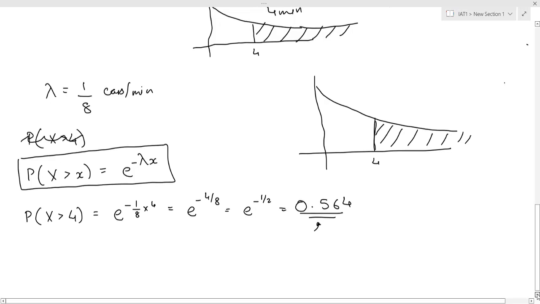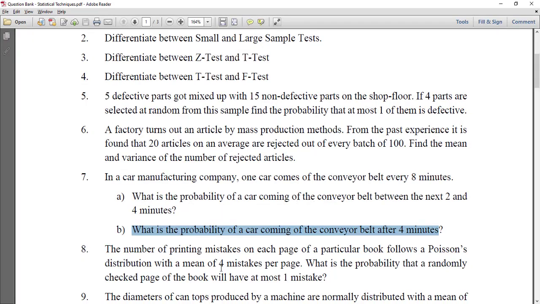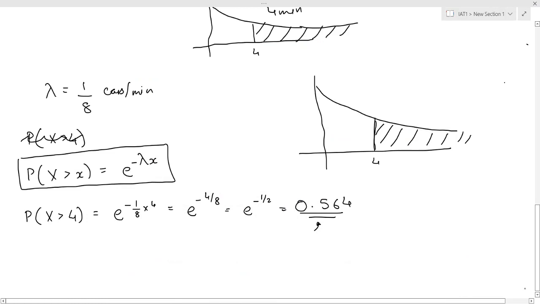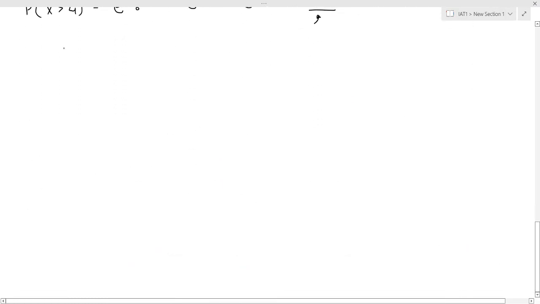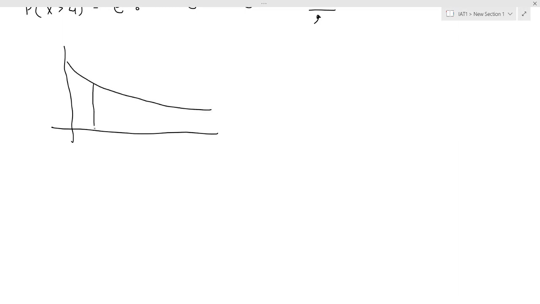Right? Similarly, if we look at part A, what are they telling us? What is the probability of a car coming off the conveyor belt between the next 2 and 4 minutes? So when should the car come? Between 2 and 4 minutes, right? So if we look at the graph, the car should come out between 2 and 4 minutes. So this should be the area.